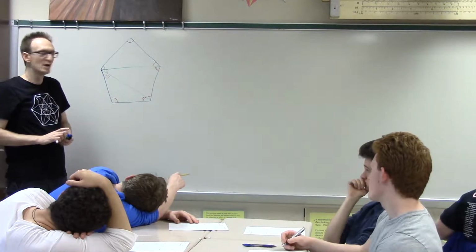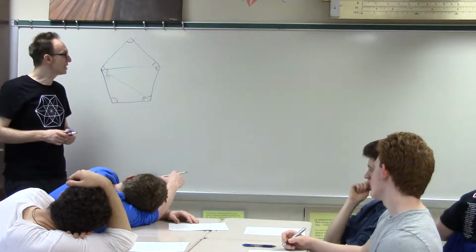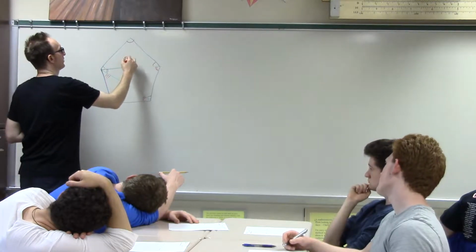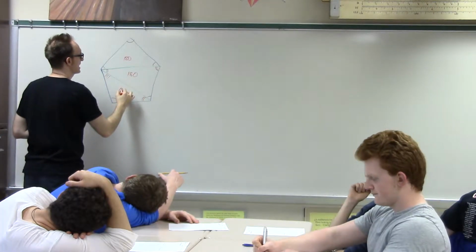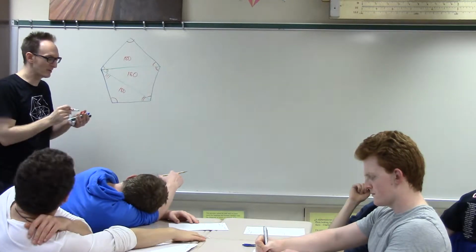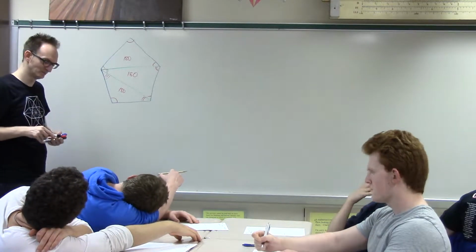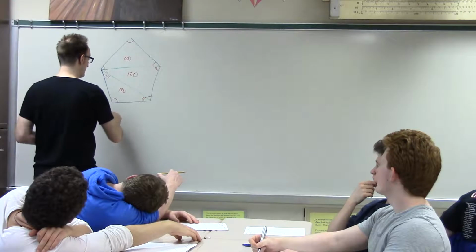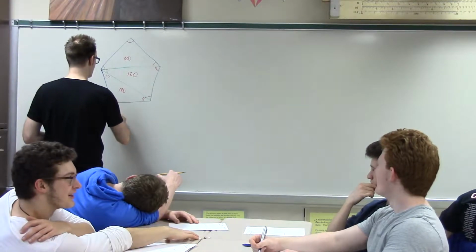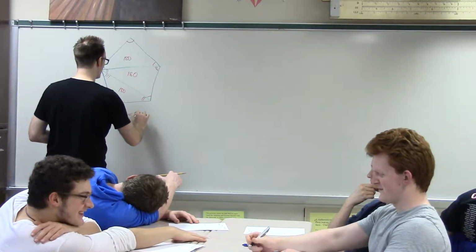Good. So, how many degrees are in each triangle? Well, 180, 180, and 180. Therefore, how many total degrees are there in the pentagon? 540. 180 times 3 is 540.